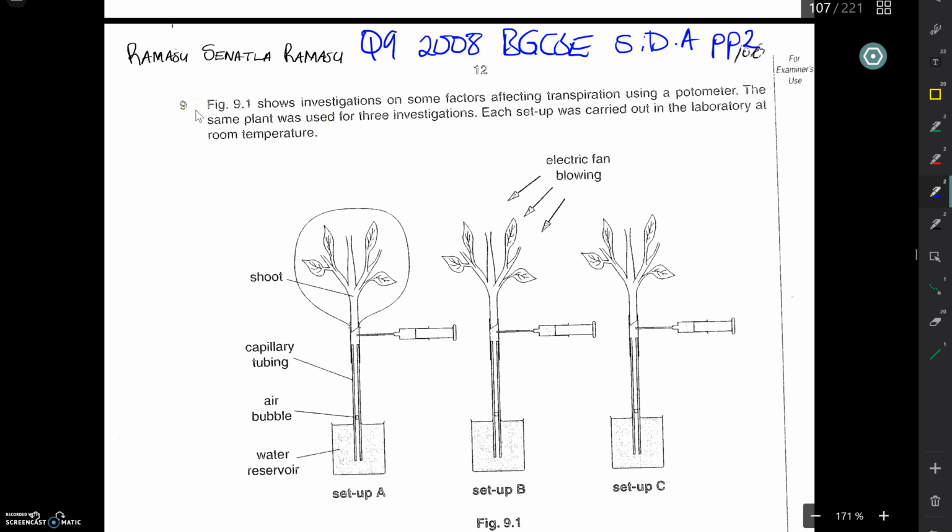The question reads, Figure 9.1 shows investigations into some factors affecting transpiration using a potometer. The same plant was used for 3 investigations. Each setup was carried out in the lab at room temperature.